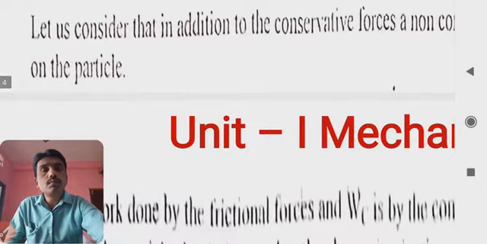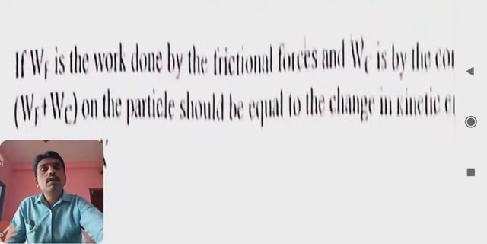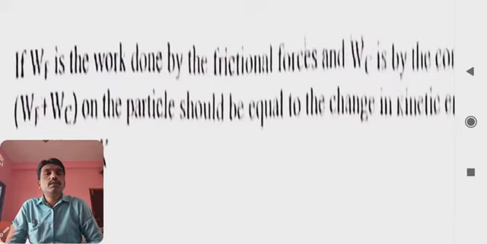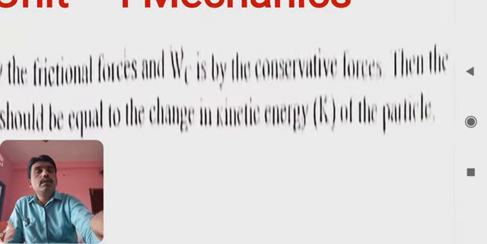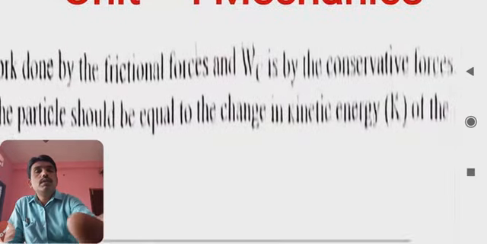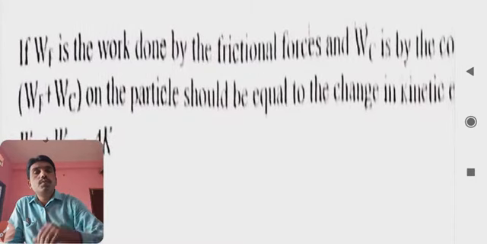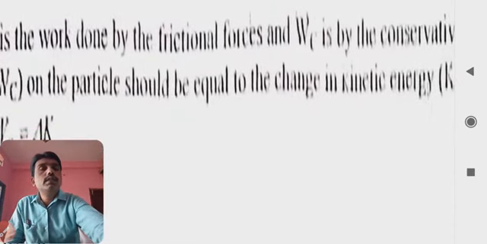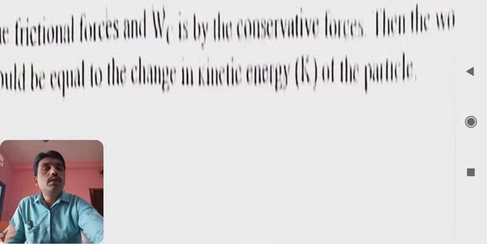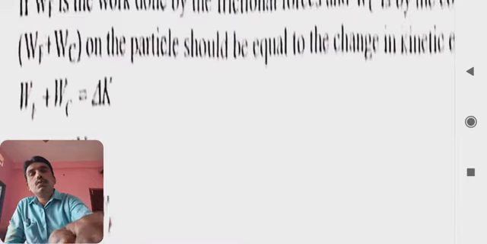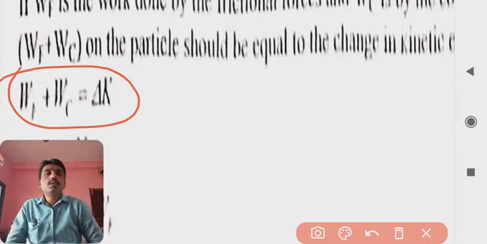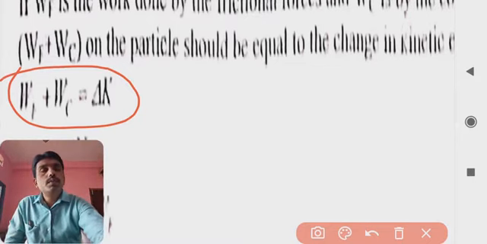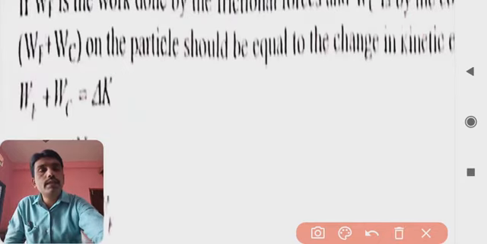Now let's consider, in addition to the conservative force, a non-conservative force acting on the particle. What happens if Wf is the work done by the frictional forces, and Wc is the work done by the conservative force? Then the total work done on the particle should be equal to the change in the kinetic energy K of the particle. That is, Wf plus Wc is equal to delta K, the change in kinetic energy.